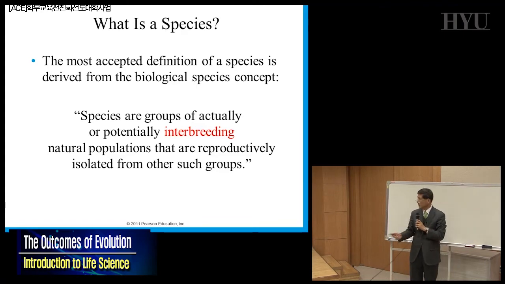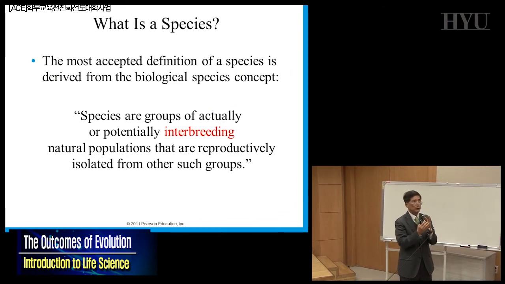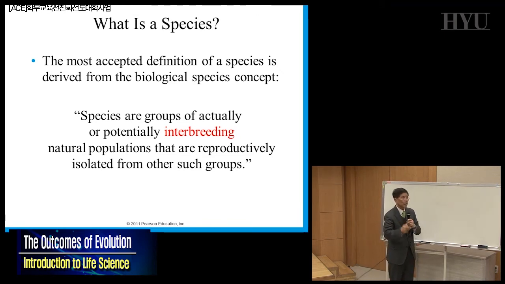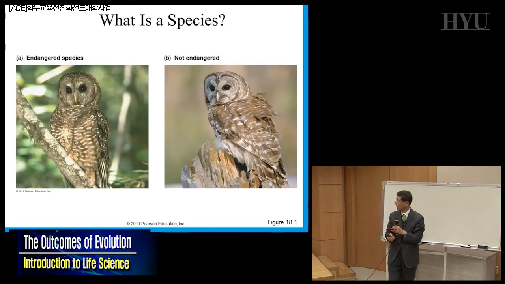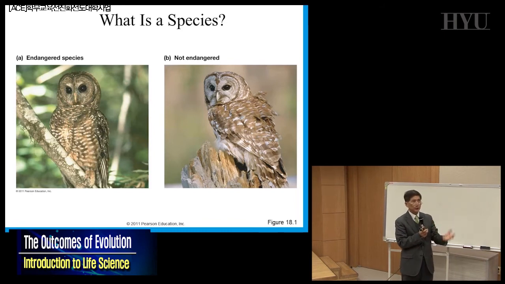But this only works for sexual reproduction. In other words, male and female breed and produce the next generation. Nevertheless, this is the definition of species. The keyword is interbreeding, whether they can reproduce the next generation. So they look very similar, but they are different species.